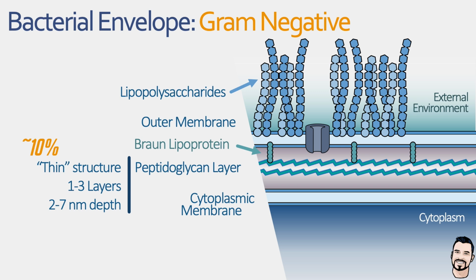Then finally, both the cytoplasmic membrane and the outer membrane are littered with hundreds of different intrinsic and extrinsic proteins, facilitating the movement of molecules and signals both into and out of the periplasm and cytoplasm.